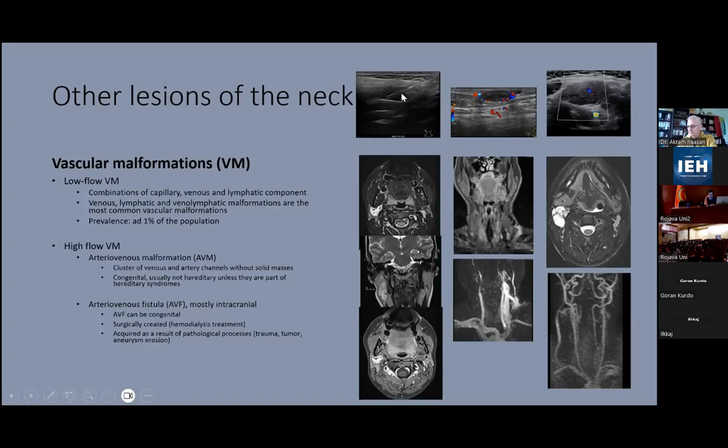In this patient, this is the lesion. This is in the parotid gland. This is the venous malformation, and this is the arteriovenous malformation.